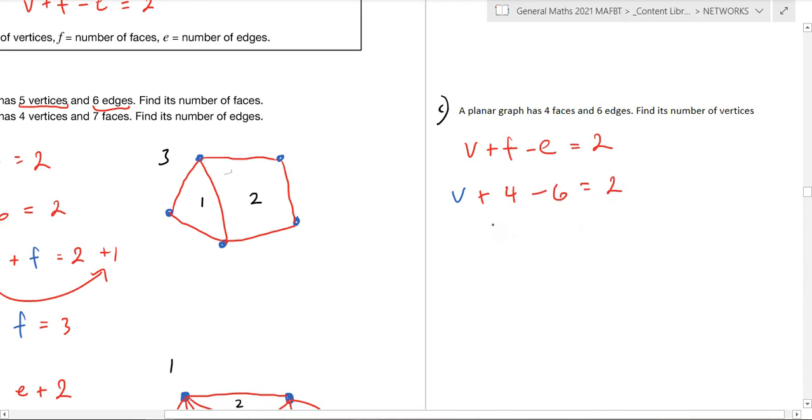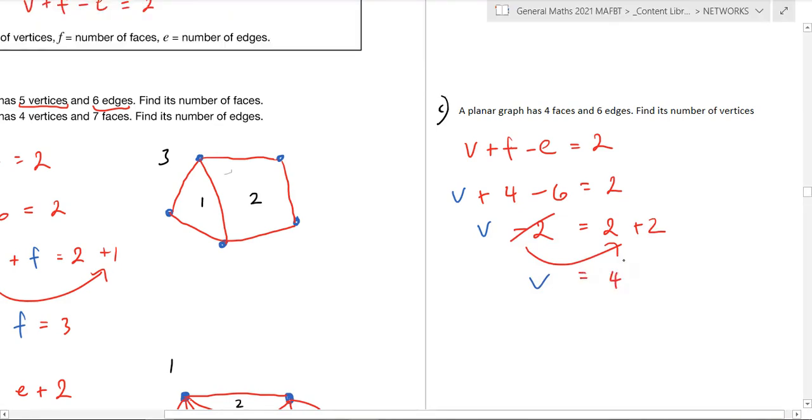Now we do the inverse operations to figure this out. So put the like terms together. 4 minus 6 equals -2, equals 2. And then now this we move. It's a -2. Here it becomes +2. Therefore, V should equal 4.